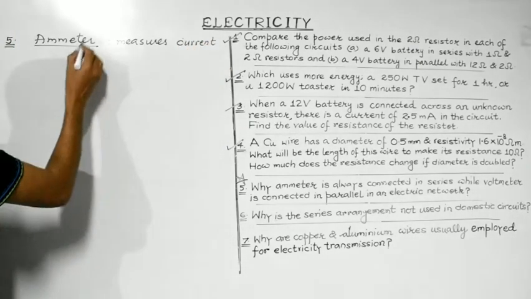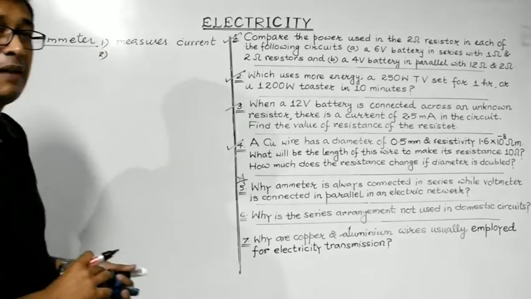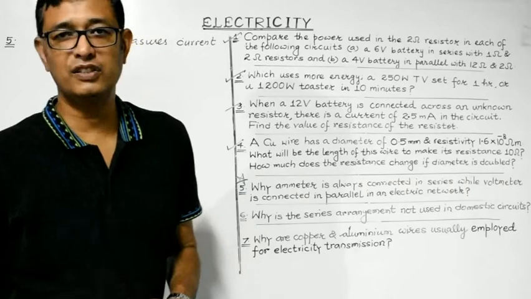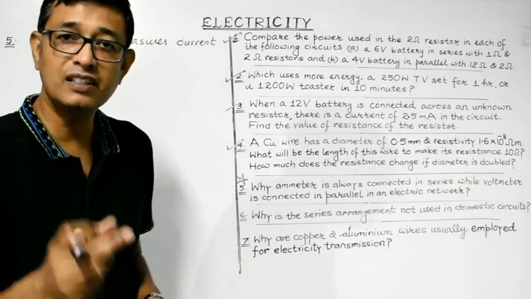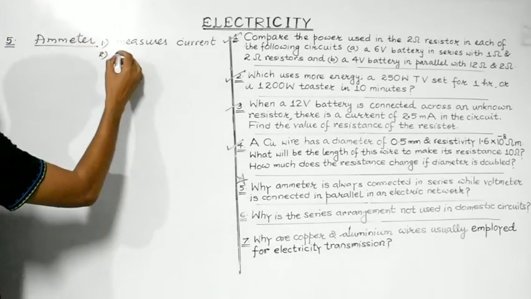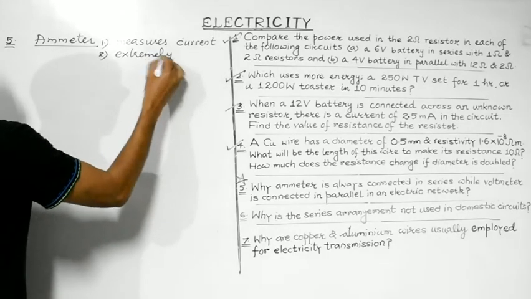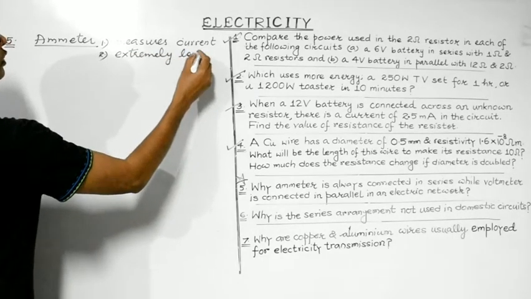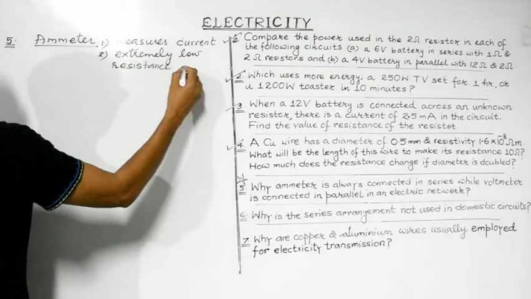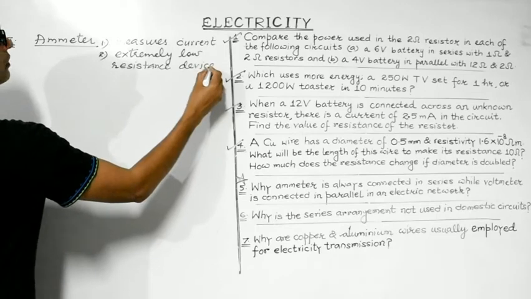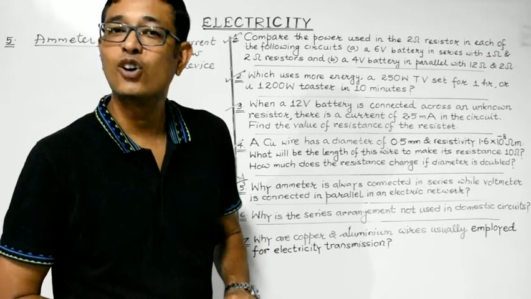Right? Second, an ammeter is an extremely low resistance device. The resistance of an ideal, perfect ammeter is 0. So, it is an extremely low resistance device. Now look, in series we are aware current always is constant.